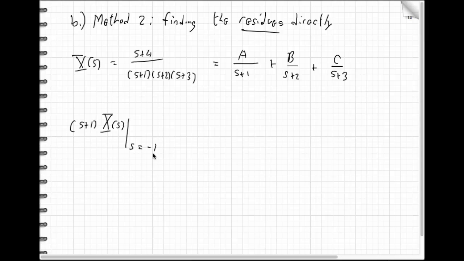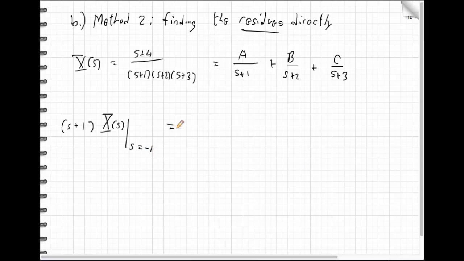Let me write it in general terms. I'm going to multiply X of s times s minus p1, and I'm going to evaluate it at p1. I could do it with p2 and so on and so forth. So let me go back. I'm going to actually put the values in.